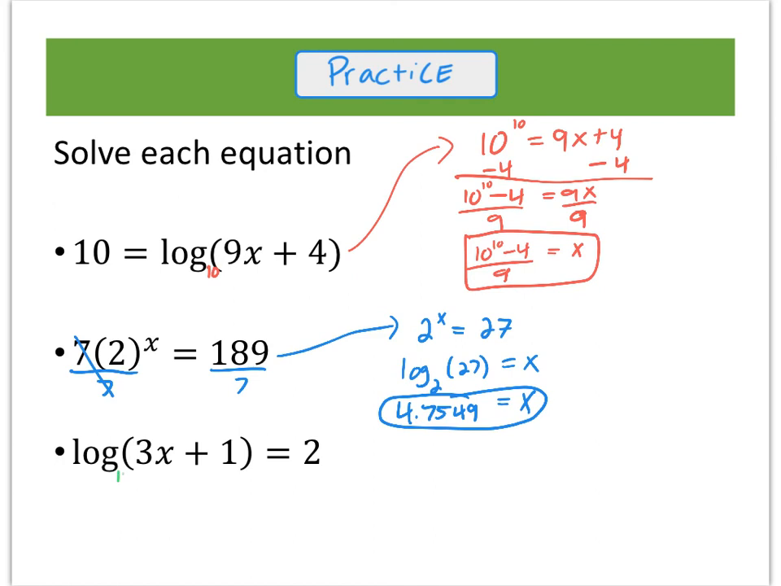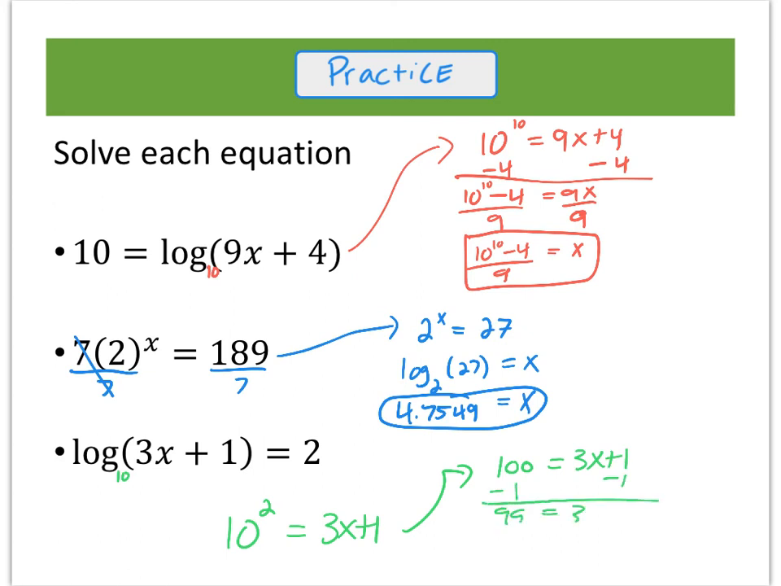And again, default base is 10. Looks like we can just convert it to an exponent. 10 to the power of 2 equals 3x plus 1. 10 to the power of 2 is 100, so 100 equals 3x plus 1. Subtract 1, so 99 equals 3x. Oh, that's handy. Divide by 3, x equals 33. All right, this covers all of the styles of exponent problems and logarithms that you need to solve them. I highly encourage you to practice some more. Thanks for watching.